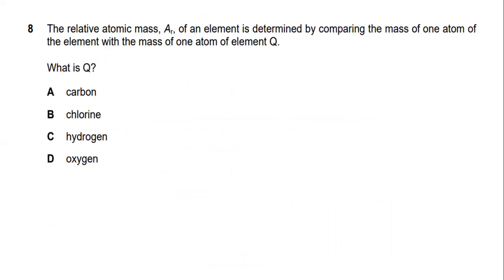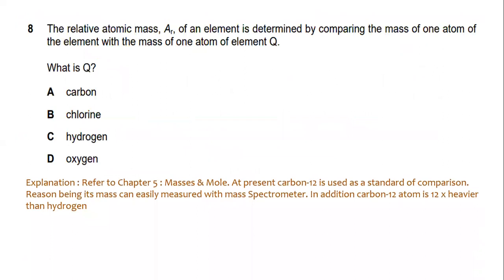The relative atomic mass, Ar, of an element is determined by comparing the mass of one atom of the element with the mass of one atom of element Q. What is Q?